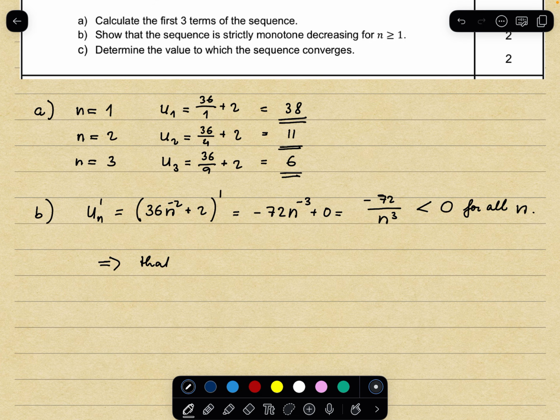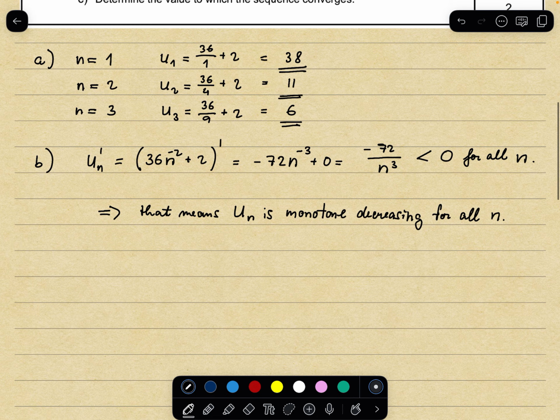So that means u_n is monotone decreasing for all n, which is what we wanted to show.